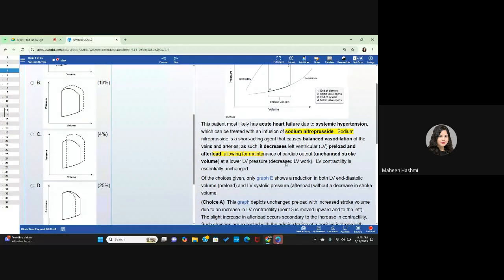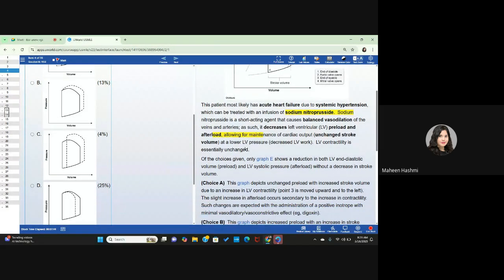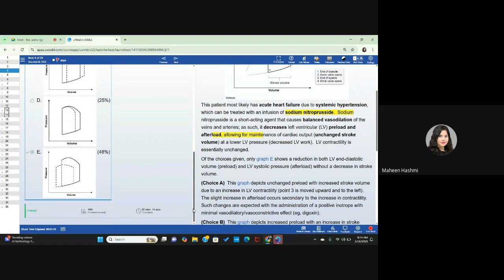And because of that, the graph will be shorter than the original graph. So this was the original graph, and the dashed line was the patient on nitroprusside infusion, and you can see that it got shortened because the afterload and the preload decreased.